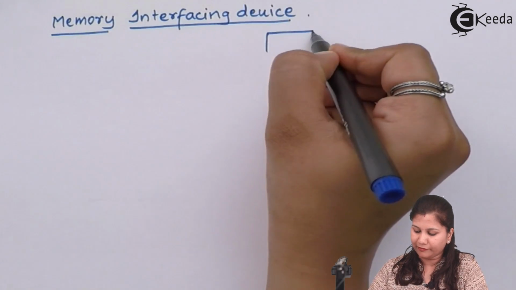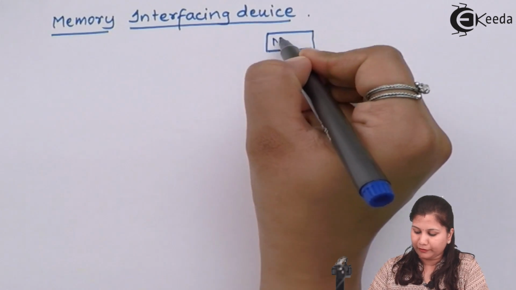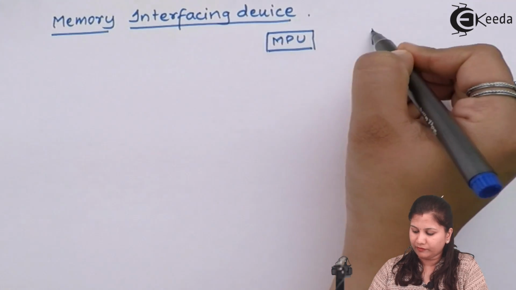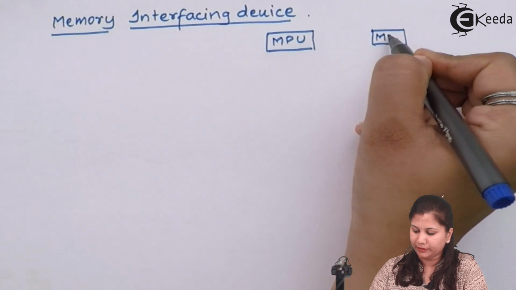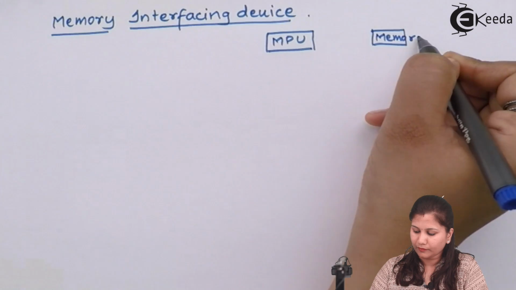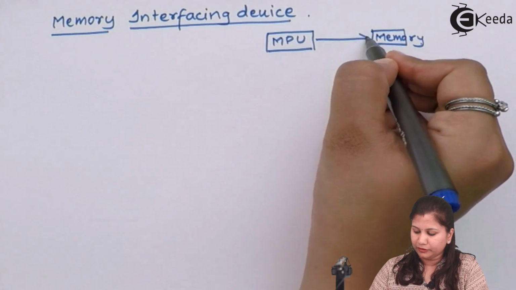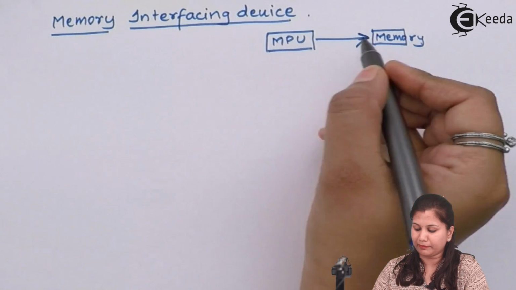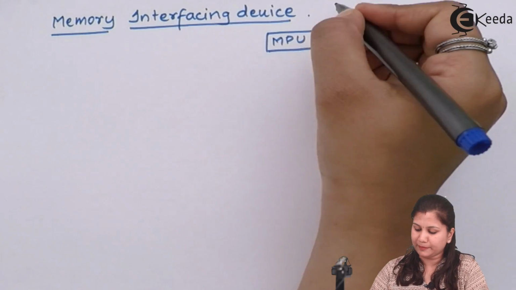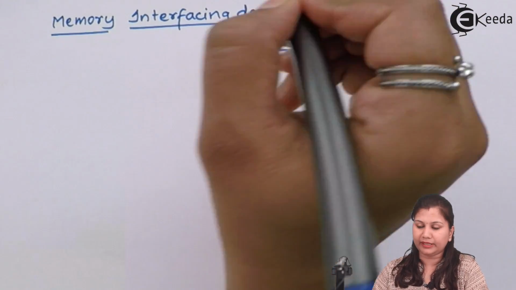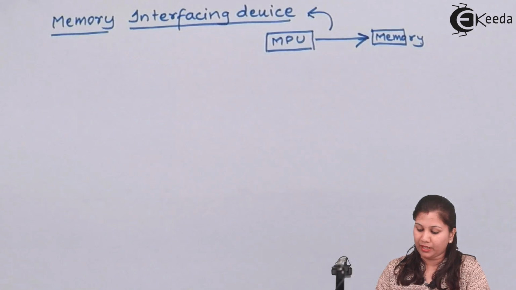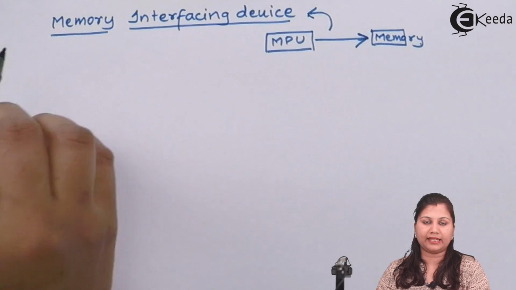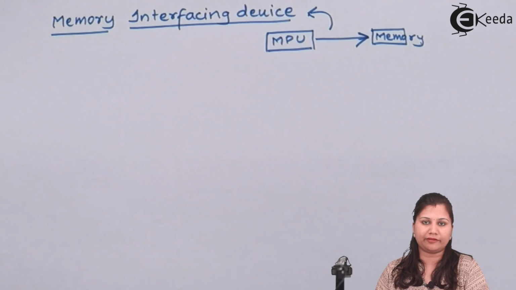So here we will have the microprocessor, then we will have memory, and the interface, that is the path of the communication between this microprocessor and memory, is provided by the memory interfacing device. Now this memory interfacing basically involves three different tasks.